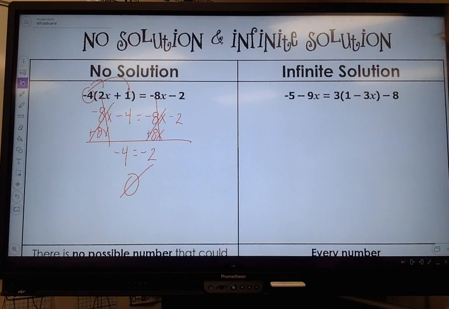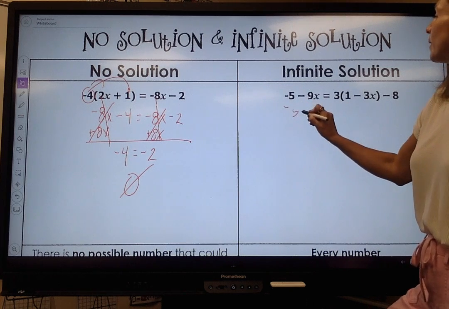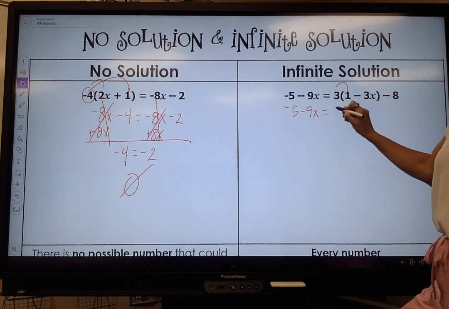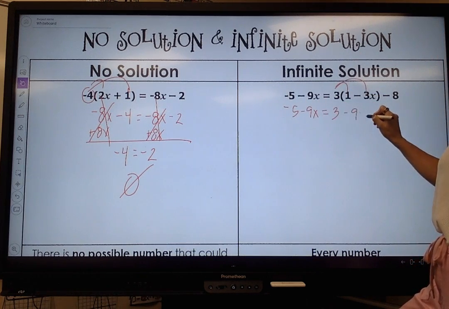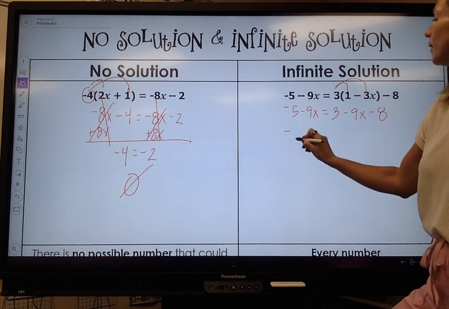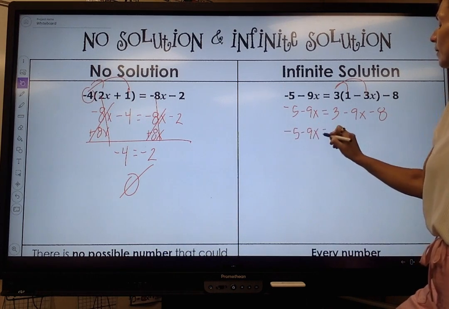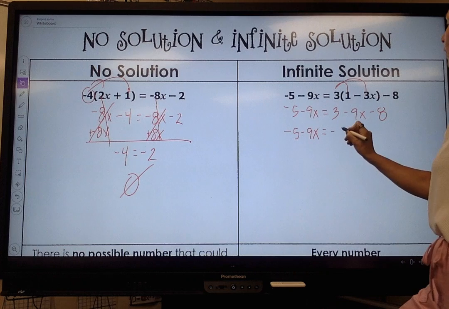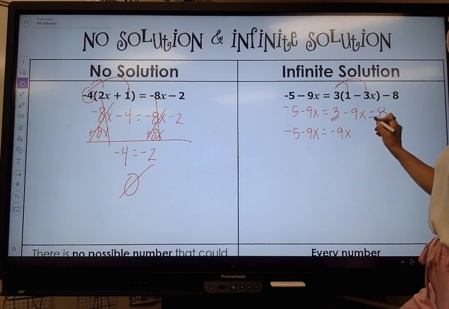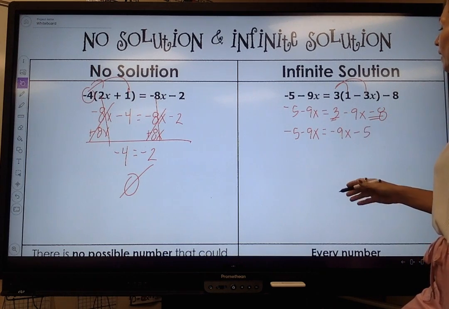Over here on the right, we have infinite solutions. So what does that look like? Well, I do the same thing. I distribute. I combine my like terms, so nothing, those can't be combined. Over here, I have negative 9x, and I have a 3 and a negative 8, which is negative 5.